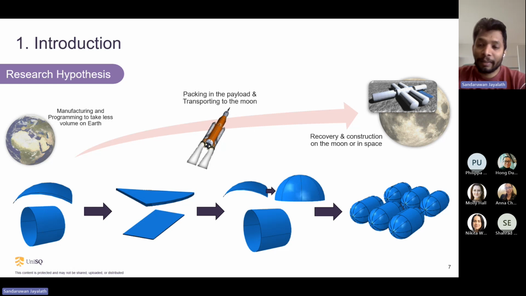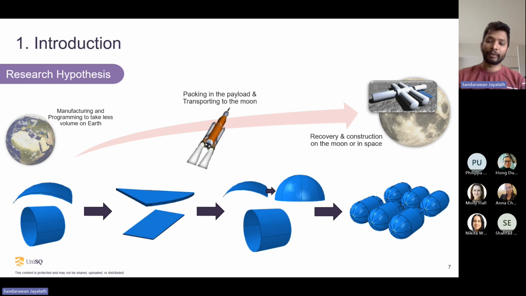The basic idea, or the research hypothesis, of this research is to create and manufacture the component on Earth. For example, as shown in this slide, one of them is like an eighth of a hemisphere, and then there's a cylindrical part. The idea behind it is that if we can make it flat, and make this cylinder a flat sheet, it is very easy for us to keep them in the payload fairing of a rocket, saving space, saving the volume inside it.